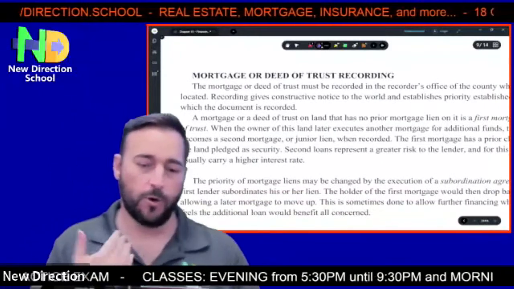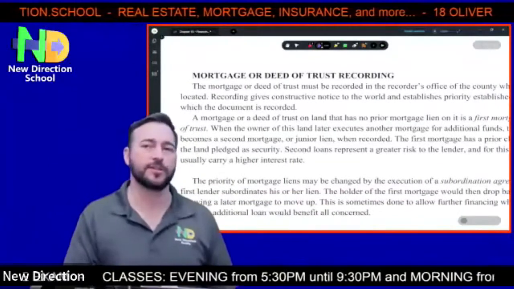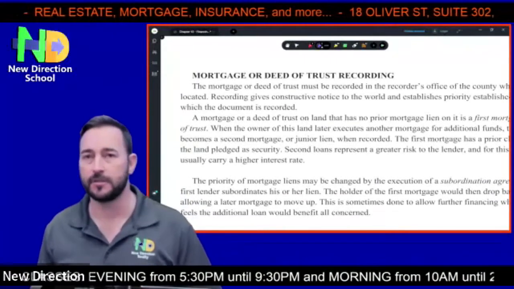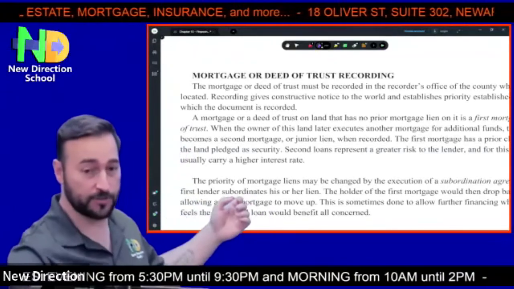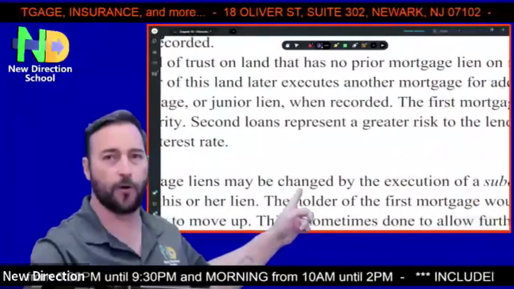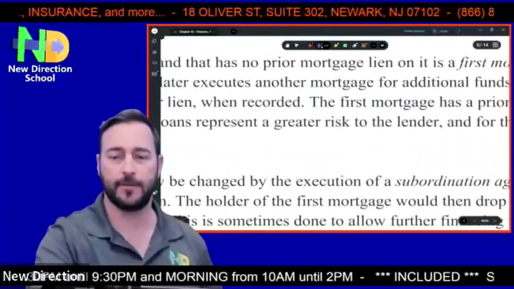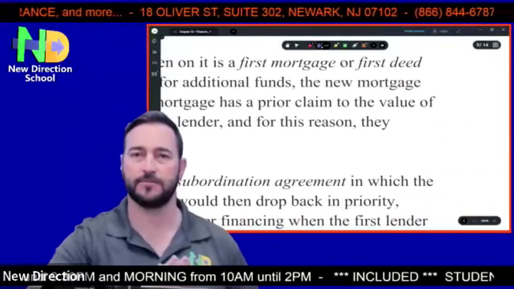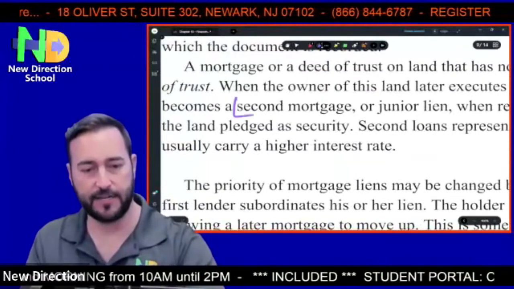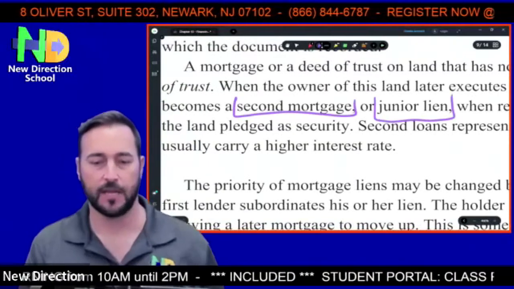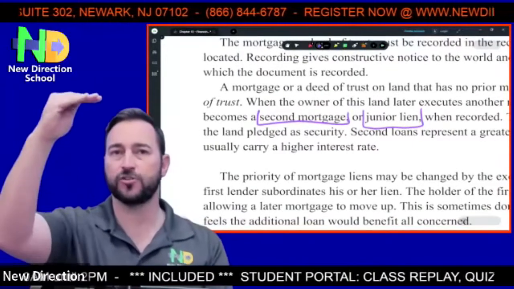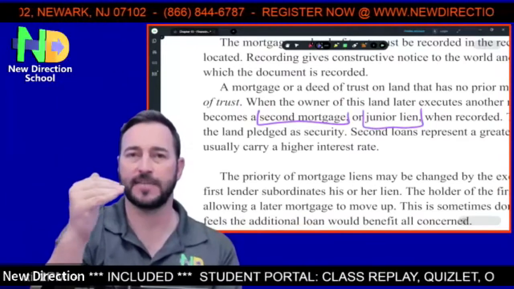All right. We already talked about why we need to record something into public records, and that's to establish priority. Now, to make it simple, a mortgage or a deed on a land that has no prior mortgage is called first mortgage or first deed. Simple. Any additional funds become second mortgage or junior liens. Why is it called junior? Based on priority. The first one is superior to anything that comes after.